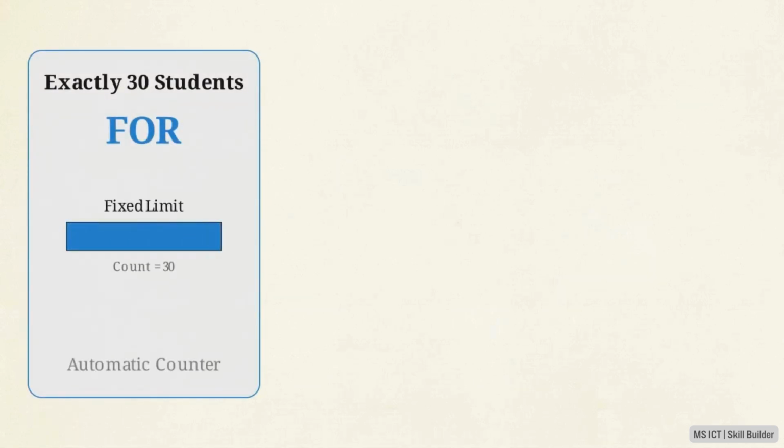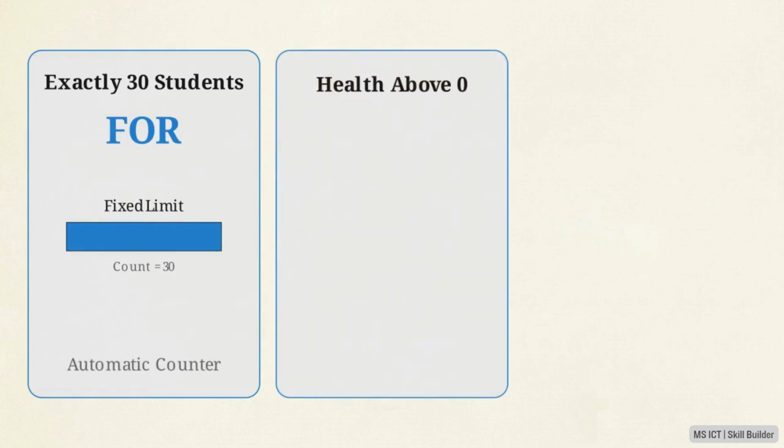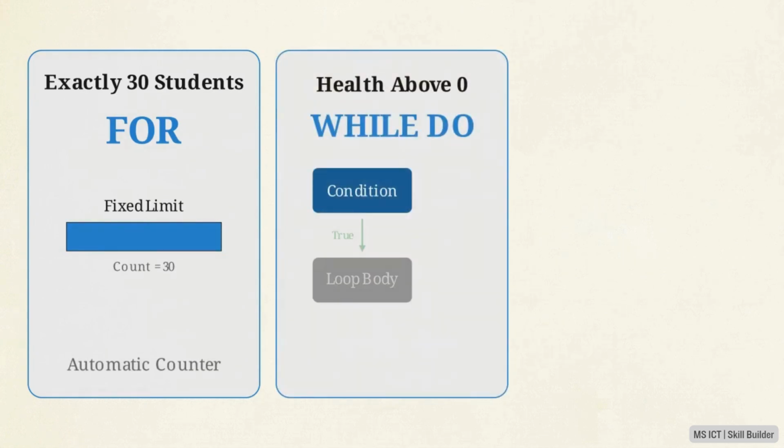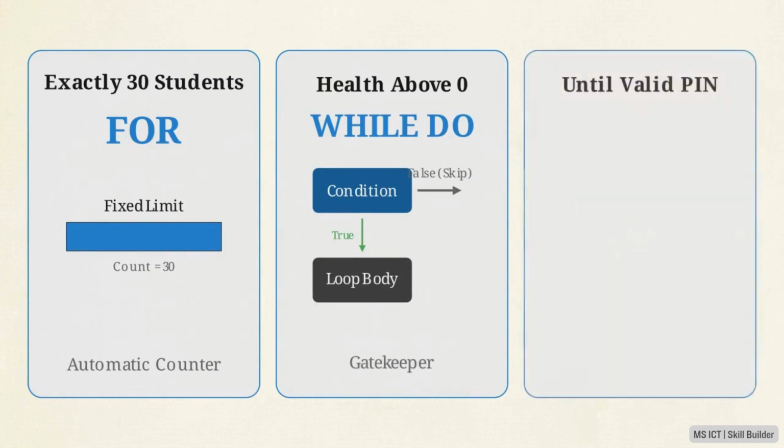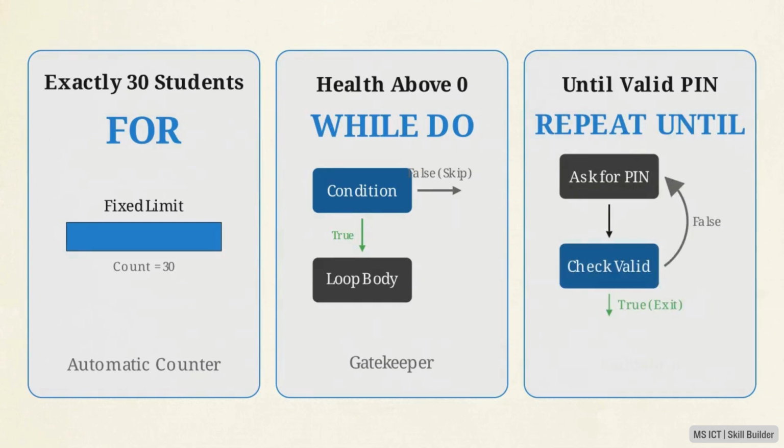Scenario 1. Exactly 30 students. That's a for loop. The limit is fixed. Scenario 2. Game active while health is above 0. Use a while do loop. It skips if health is 0. Scenario 3. Requesting a pin until valid. That's a repeat until loop. You must ask at least once.